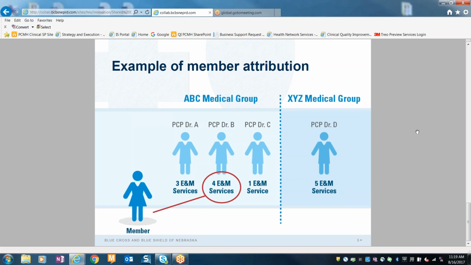So we're going to attribute this member to that practice. And then at that point in time, we'll start the second level of attribution. So we're going to look at the individual physicians within that clinic. And as you can see, Dr. C has had 1 E&M service with this patient over the last 12 months. Dr. A has had 3, whereas Dr. B has had 4. So that patient would be attributed to Dr. B within that ABC medical group because that physician has had more E&M services with that individual member than anybody else within that clinic.